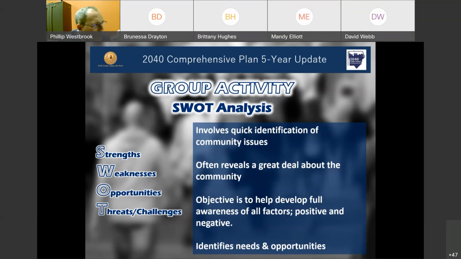What this does is it helps us identify community issues in a quicker fashion. It reveals a great deal about the community, and the objective is to help develop full awareness of all the factors, whether they're positive or negative. And again, it'll help us identify any new needs that are out there, and will also help us reevaluate the existing needs that are in our plan. Okay, so with that, we're going to start off.